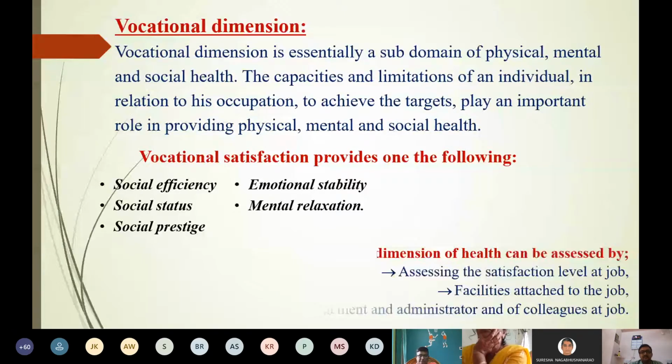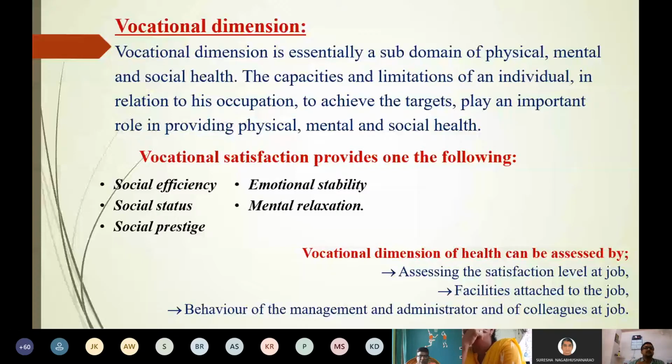And these are the dimensions of health that can be assessed by assessing the satisfaction level at the job or workplace where he is working, facilities attached to the job and workplace, and the behavior of the management, the administration, and the colleagues at the job. These are the three vital things which play a direct role on the vocational aspect of the health of one individual. If a person can make a balance between these basic three things, then he can achieve this aspect.